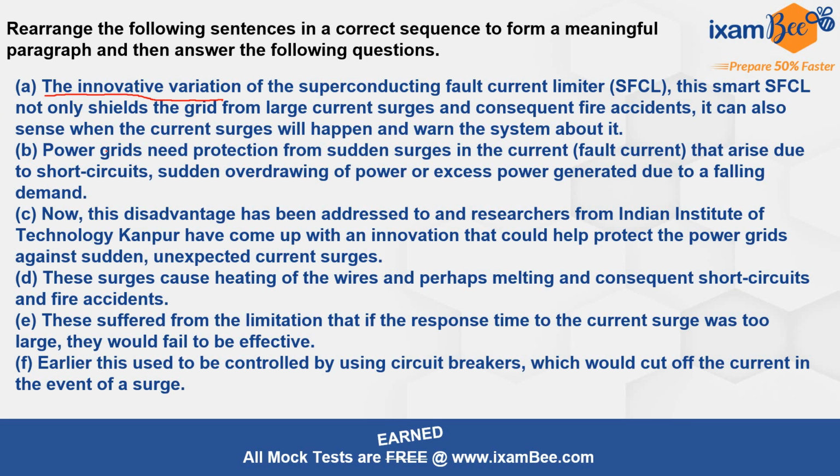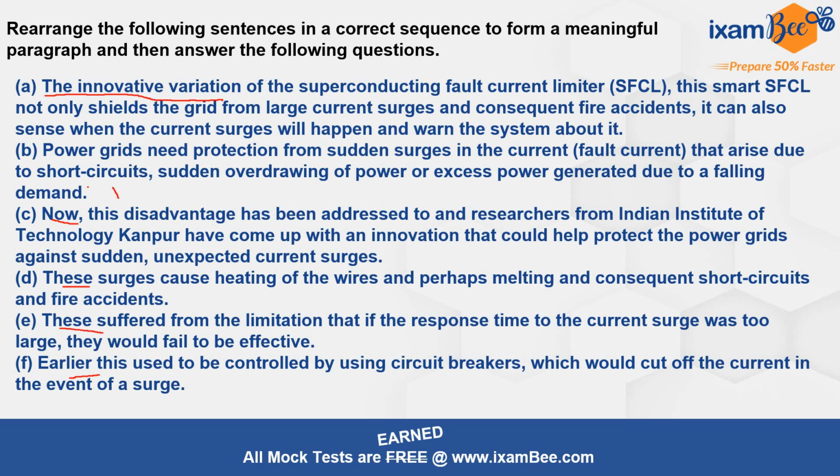Okay. Then C, it uses the word now. But now what? What did we previously talk about? Okay. D, these surges. Okay. These surges. Which surges? I don't know. Again, these suffered. Who suffered? Right? F, C. Earlier, this used to be controlled. What used to be controlled? I don't know, right? Hence, these all cannot be our first sentence. So B is going to be our first sentence here.